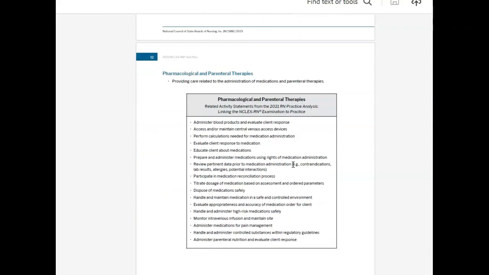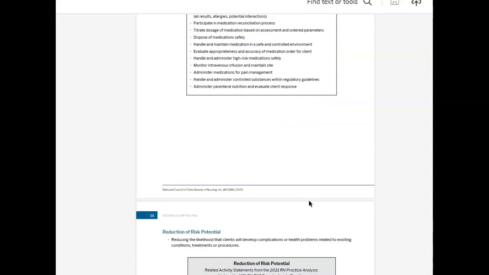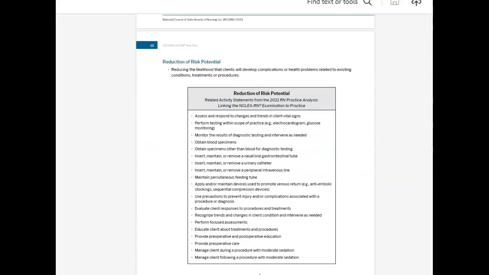Pharmacological and parenteral therapies, that's going to be all medication administration, of course. So if you wanted to do renal and you want to do medication, you could just do a question like that under renal, under pharmacological and parenteral therapies. Reduction of risk potential. This is safety kinds of things, but it can be with lines and tubes that the client has.